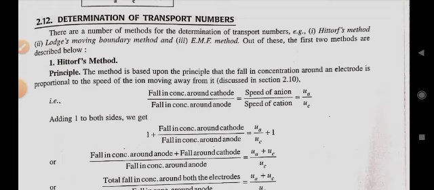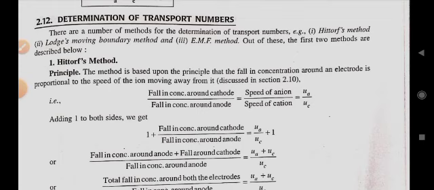Out of these, the first two methods are described below. Hittorf's method. Principle. This method is based upon the principle that the falling concentration around an electrode is proportional to the speed of the ions moving away from it. Falling concentration around cathode upon falling concentration around anode is equal to speed of anions upon speed of cations, is equal to UA upon UC.